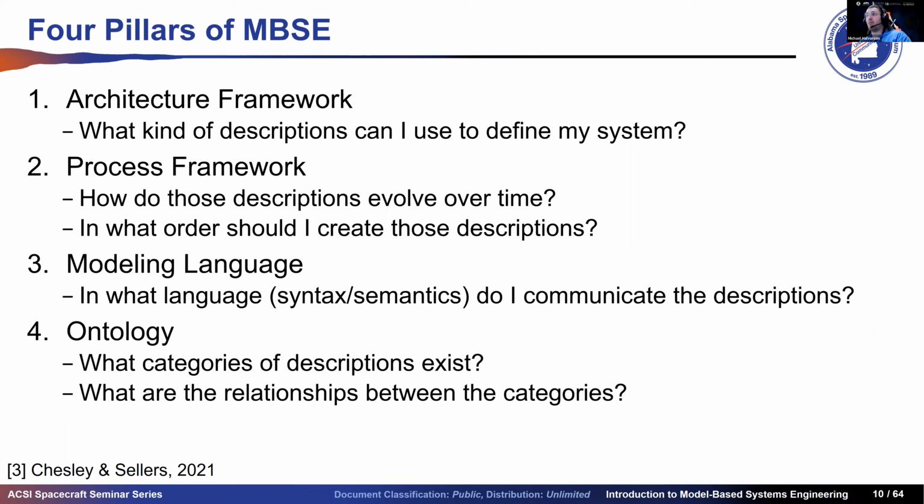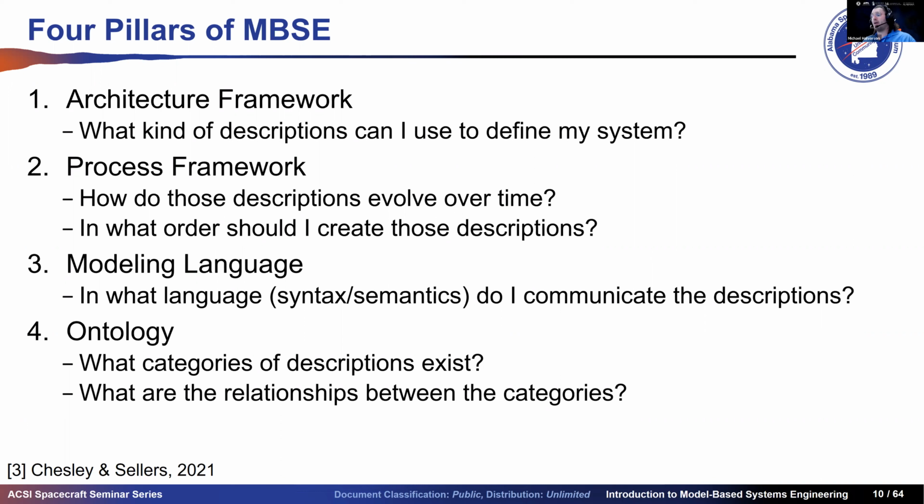A process framework says, how are those products matured over time? What order do I make them? What's the maturation flow of those products? To what reviews, which stage gate reviews, do which products need to be shown? And what maturity do those products need to be when they're at those reviews?